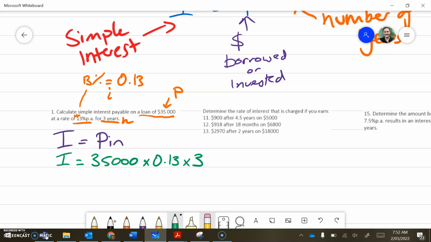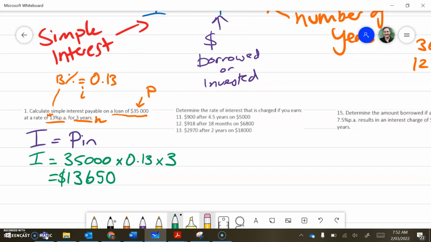Once you've plugged all of them into your formula, you then need to actually calculate what that equals. So you've got 35,000 times 0.13 times 3. So you're going to have interest of $13,650. It just asks you to find that interest, so that is your solution and you stop there.